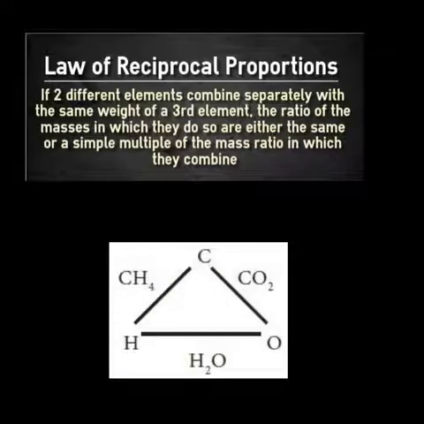The last law is law of reciprocal proportions. If 2 different elements combine separately with the same weight of a third element, the ratio of the masses in which they do so are either the same or a simple multiple of the mass ratio in which they combine. Example is given below. Carbon combines with the oxygen, they make CO2. Oxygen combines with the hydrogen, they make H2O, and C and H combine and make CH4. Products are made: carbon dioxide, water, and methane gas.